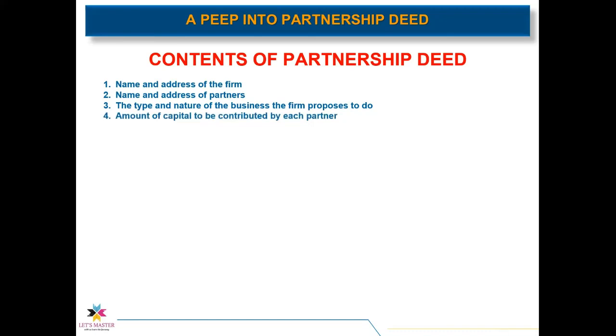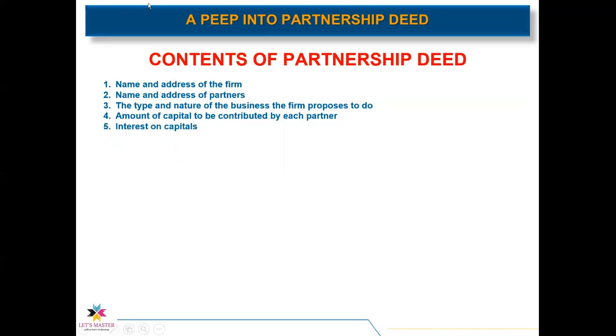Then the amount of capital to be contributed by each partner. Here, the amount of capital not only means money; in some cases, a partner may say, instead of contributing capital, I will provide my land to the partnership firm, or my machinery, or raw material. But it will again be expressed in terms of money. So what will be the contribution of each partner?